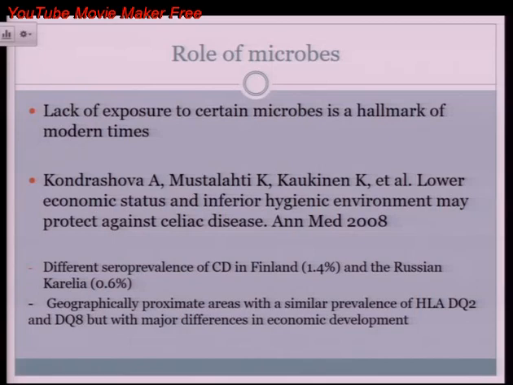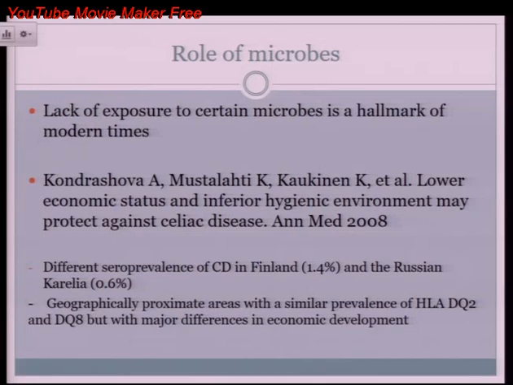There was a study done in 2008 which looked at how lower socioeconomic status and an inferior hygienic environment may protect against celiac disease. So basically what they did was they looked at a population in Finland and a population in Russia. Different seroprevalence of celiac was found in both of these populations.